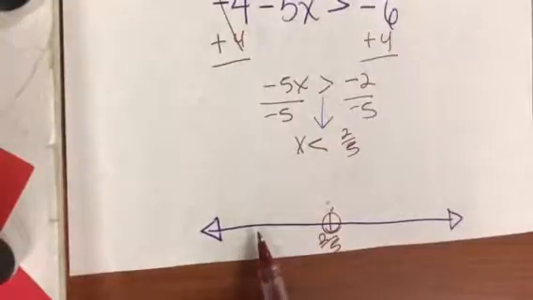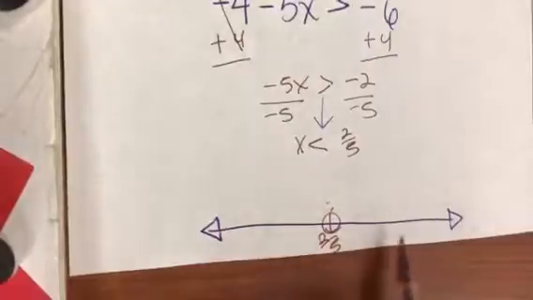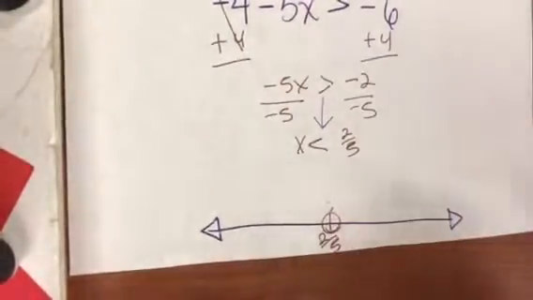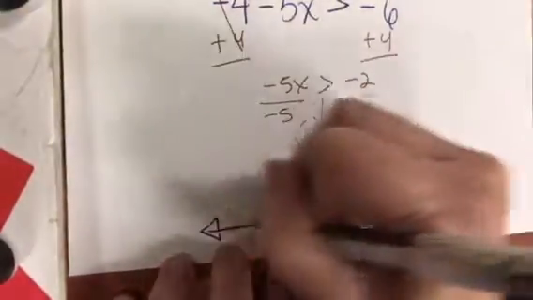Now, is 0 less than 2 fifths? Yes. 0 is less than 2 fifths. Is 1 less than 2 fifths? No, 1 is not less than 2 fifths. So then I'm going to shade this way.